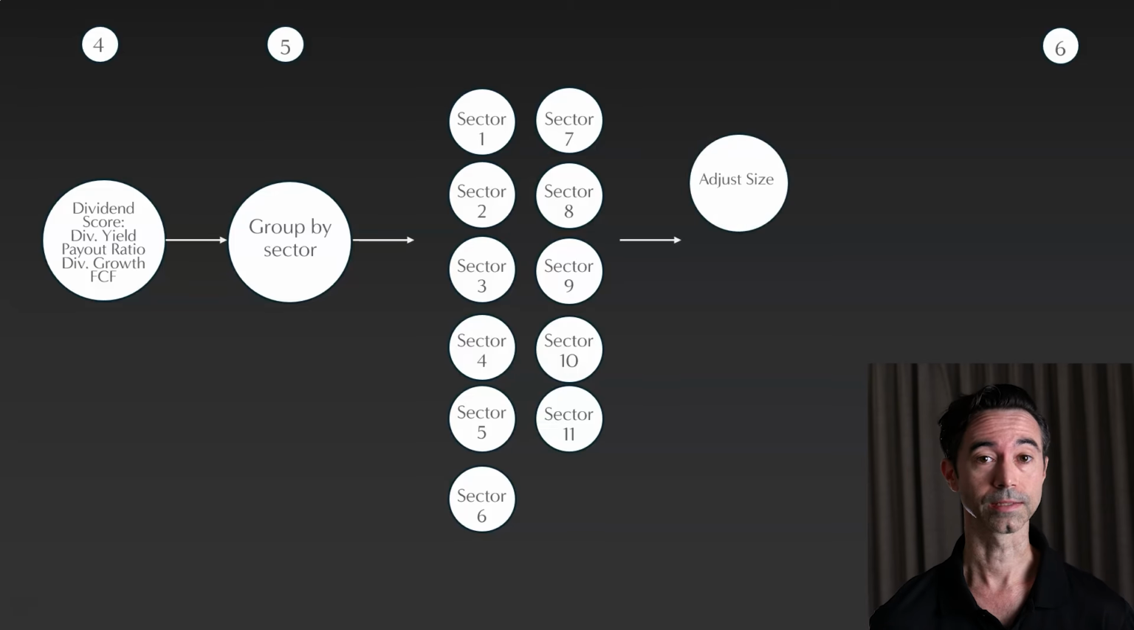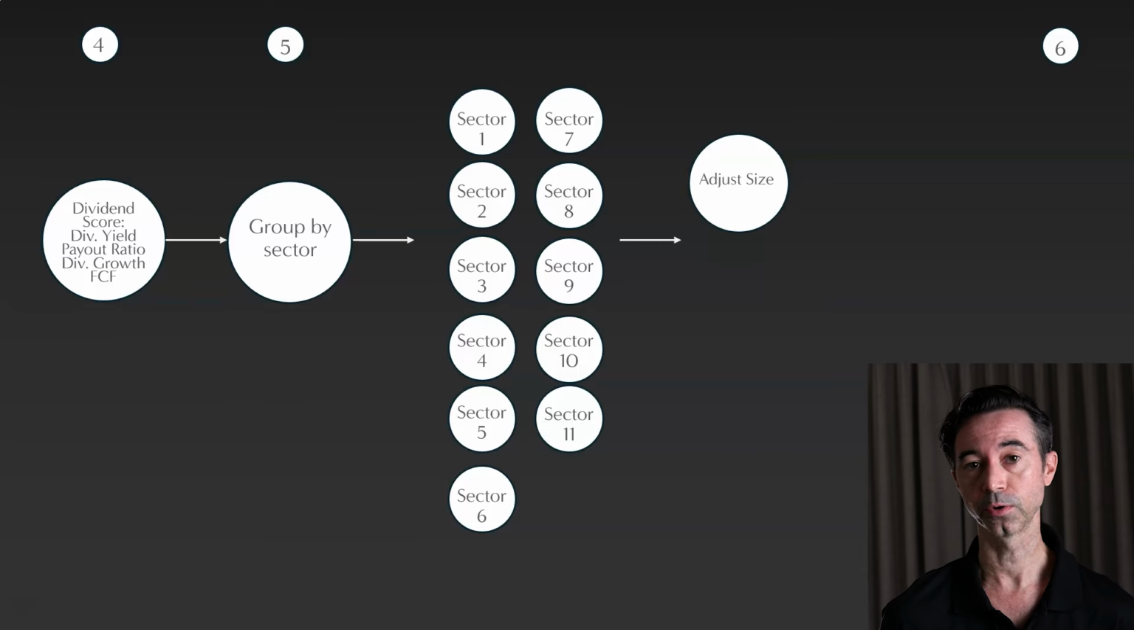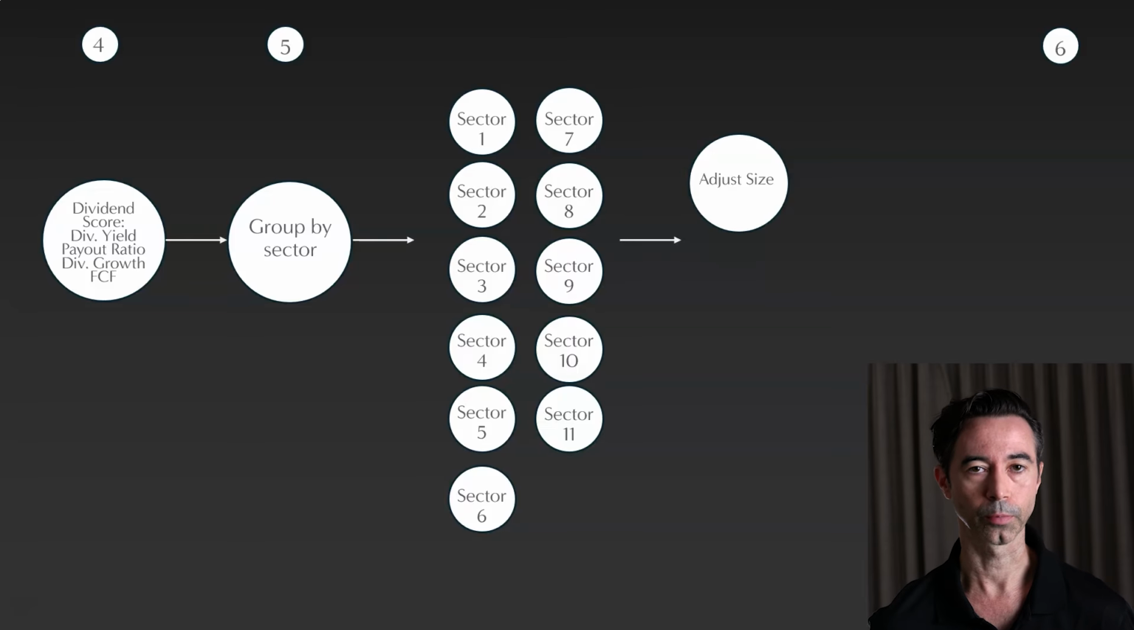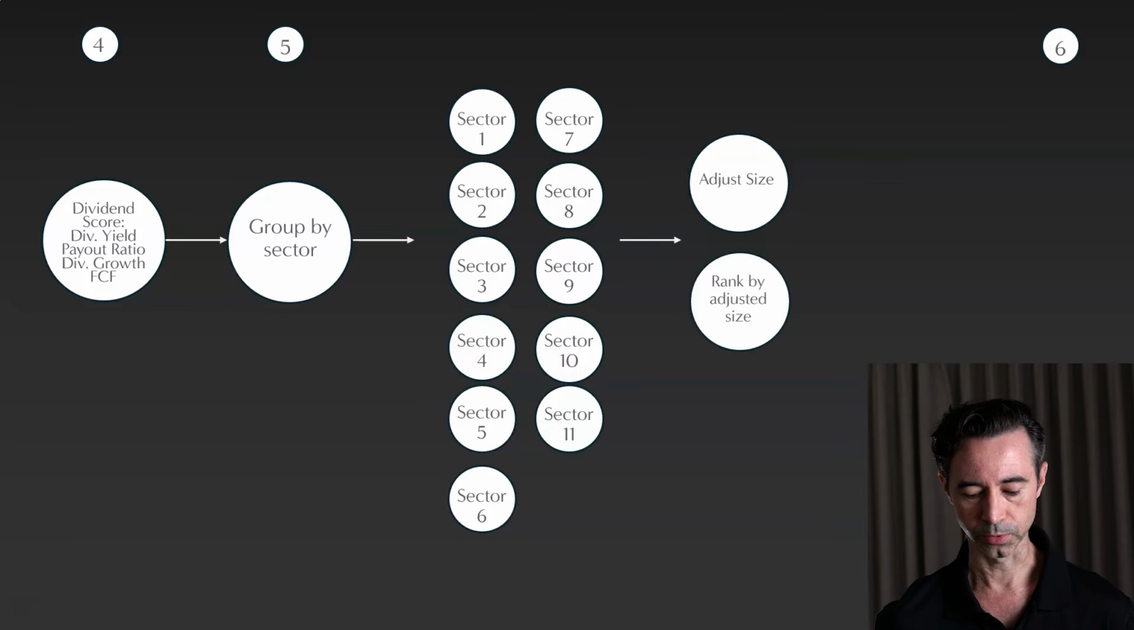It adjusts the size, which I think is good because now you don't have only these mega cap companies that are just taking control of your portfolio in an ETF. It's actually going to adjust the size to make them more apples to apples when it goes through these other parts, which is ranking it by the adjusted size based on the dividend score.